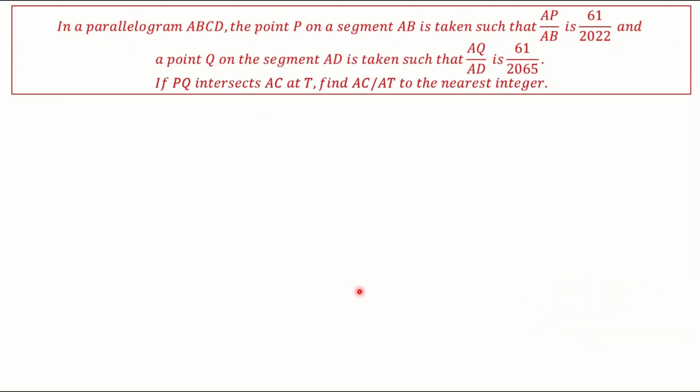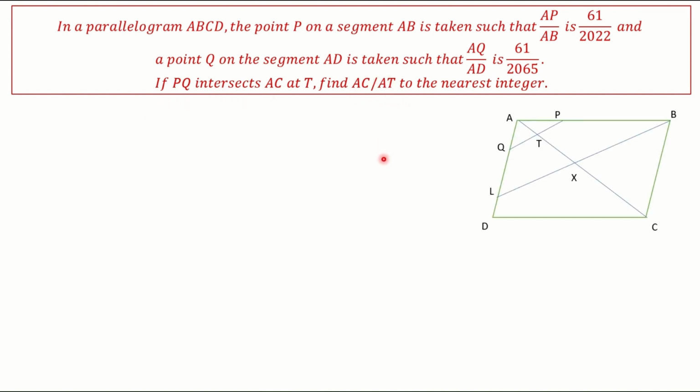Next, in a parallelogram ABCD, the point P on the segment AB is taken such that AP by AB equals 61 by 2022, and the point Q on segment AD is taken such that AQ by AD is 61 by 2065. Okay, so we need to find out. Let's draw the diagram first. Okay, this is a parallelogram. A P is on AB, Q is on AD.